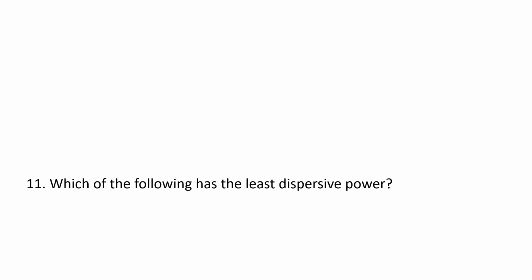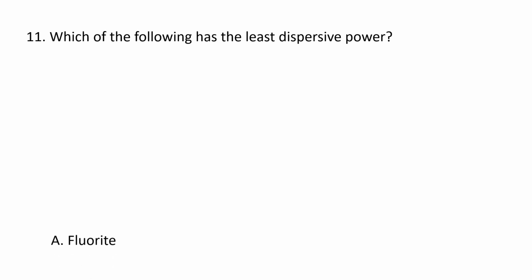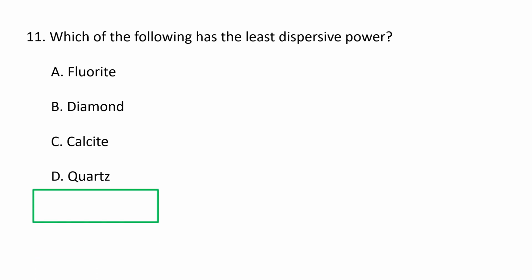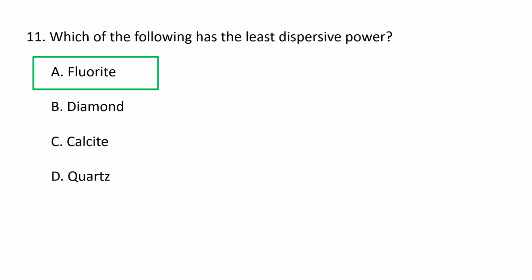Next question. Which of the following has the least dispersive power? A. Fluoride, B. Diamond, C. Calcite, and D. Quartz. The correct option goes as A. Fluoride. Fluoride is well known in optics for having extremely low dispersion compared to conventional optical glasses.